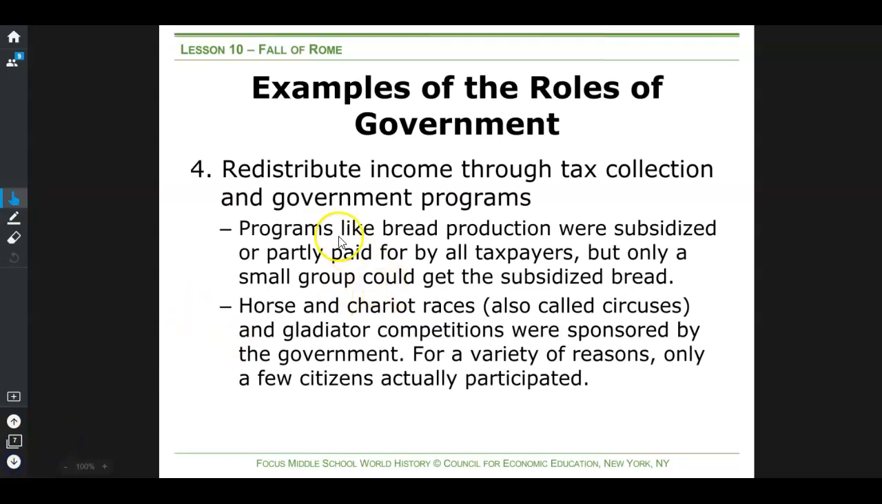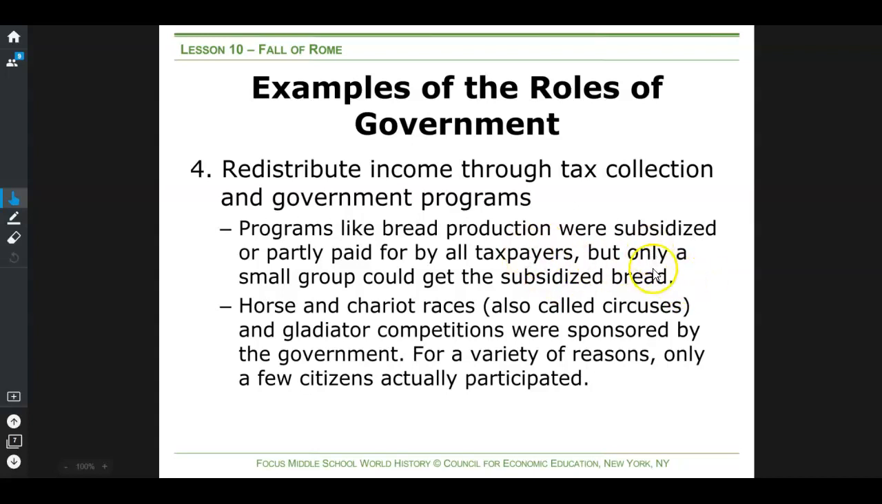And then finally, the government of the Roman Empire would often redistribute income through tax collection and government programs, meaning they would tax all citizens of the empire in order to pay for that particular program, but the program was limited in that only certain people were allowed to benefit from or access it. So something like this would be subsidized bread, where the government would tax all of the citizens, use that money to pay the bakers of the bread so that the bakers could then provide it to the poor at a very reduced or even no cost to the person who needed the bread.